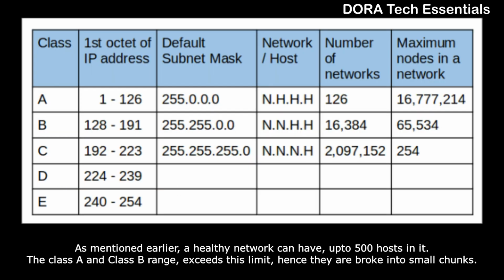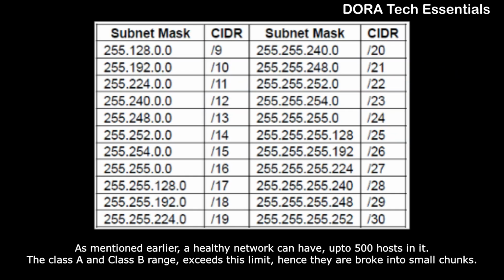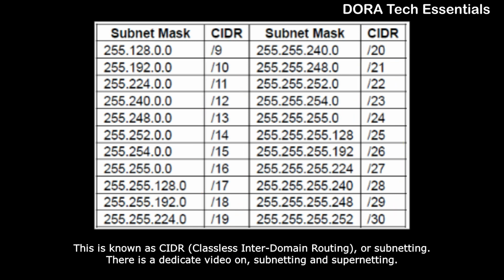As mentioned earlier, a healthy network can have up to 500 hosts in it. The Class A and Class B range exceeds this limit, hence they are broken into small chunks. This is known as CIDR, classless interdomain routing, or subnetting. There is a dedicated video on subnetting and supernetting.